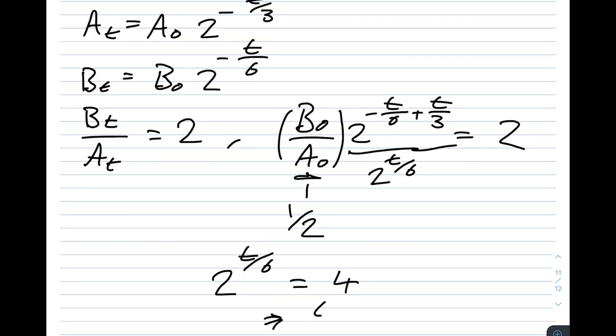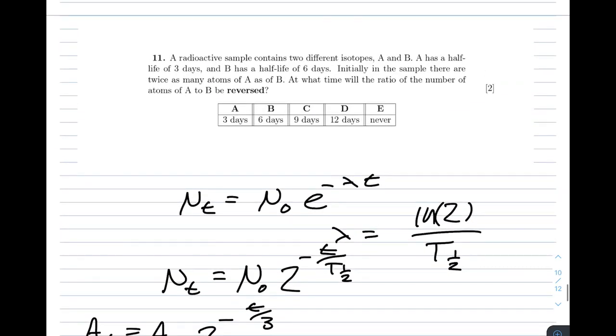And that, of course, tells us that t over 6 is equal to 2, which implies t is equal to 12. So the correct answer is D.